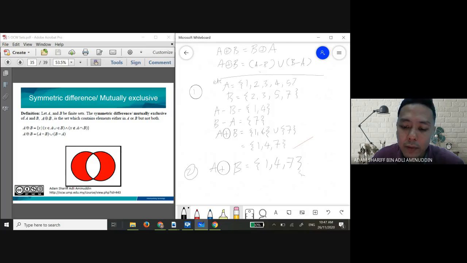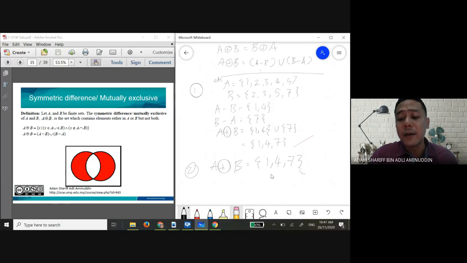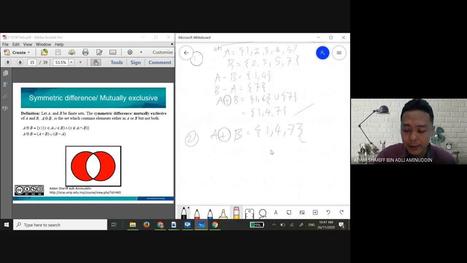Sebab kalau kamu tak tunjuk, macam mana kamu dapat 147 ni? Macam saya nak tunjuk kepada kamu, saya tunjuk step by step. Baru kamu nampak macam mana saya dapat 147 ni. Alright, cara kedua untuk mendapatkan 147, for some of the students who cannot understand A minus B union B minus A, saya offer satu lagi cara.